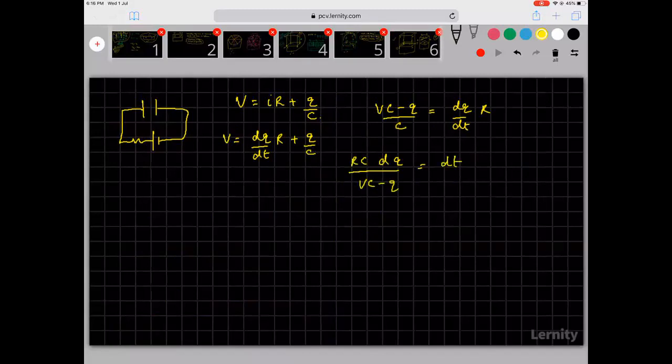This is how you solve a typical differential equation. The way you solve them is to put all variables of one type on one side, the other type on the other side, and then you try to solve them. So this is one technique. To solve this, I'll now integrate both sides with respect to Q and t. So I'll get RC times, this one will become, log of VC minus Q.